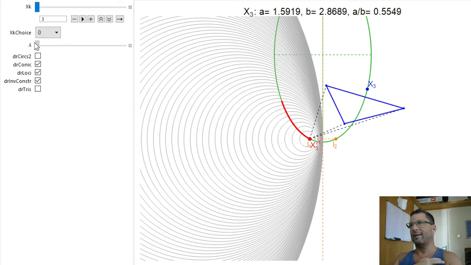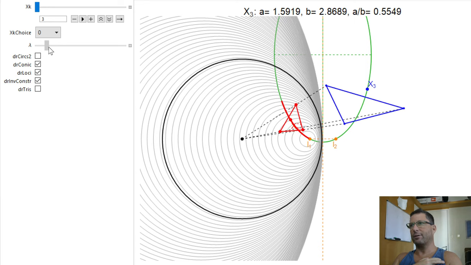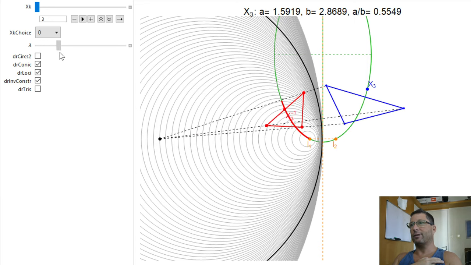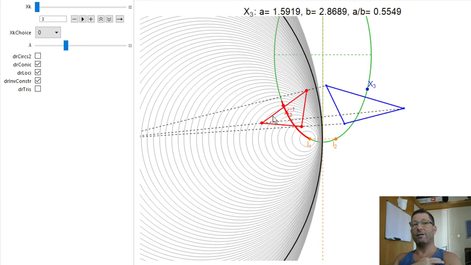As I sweep the pencil, the circumcenter of the inversive images sweeps an ellipse, which has been detected numerically here. It's being shown green. So there's an arc of an ellipse here. The center of this ellipse is on the radical axis of the pencil. So here's the center.